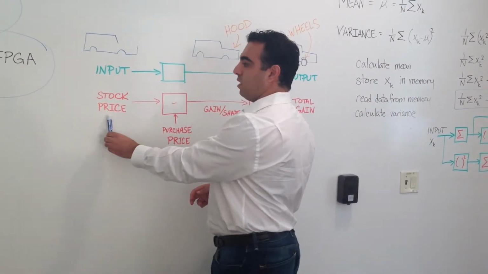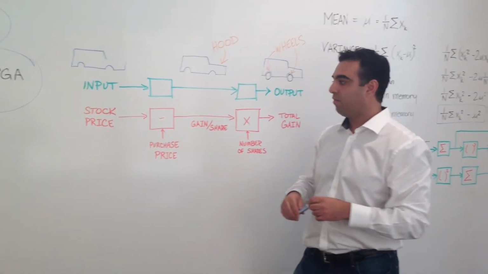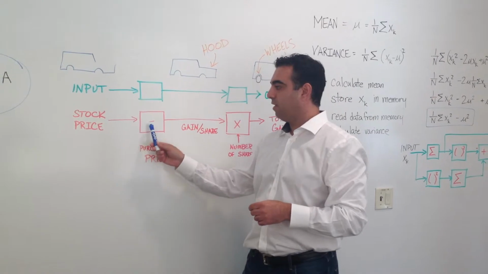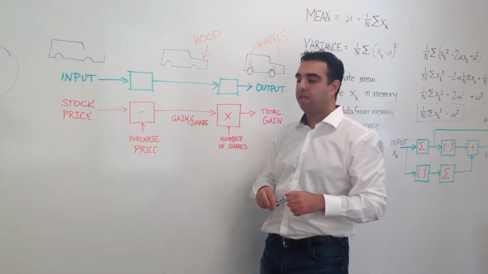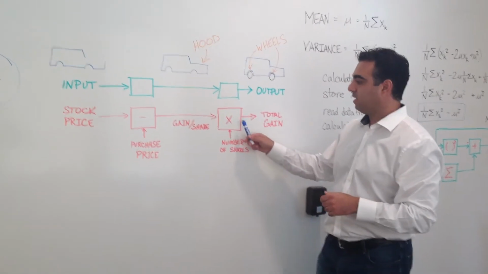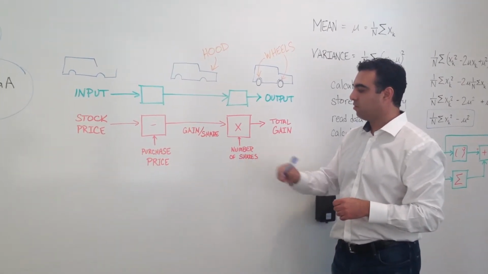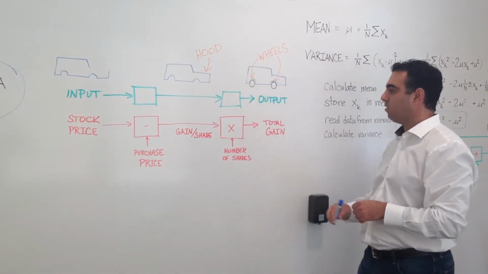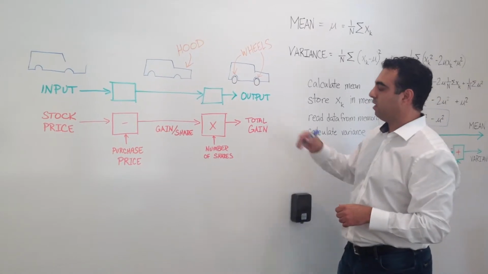In this example, a stock price is being provided in real time during market hours. And if at this station we subtract the purchase price, we would have the gain per share. And if at the next station we get the product by multiplying with the number of shares held in the account, the total gain that has been accrued in the portfolio is the final result.